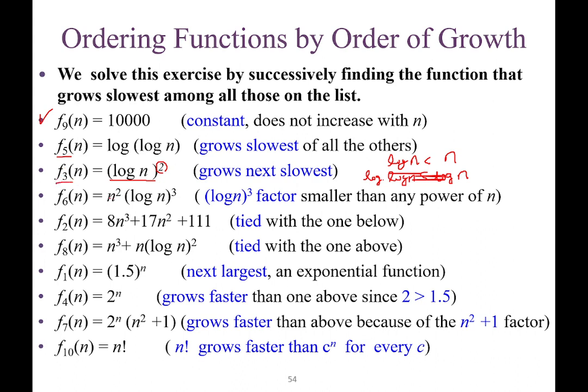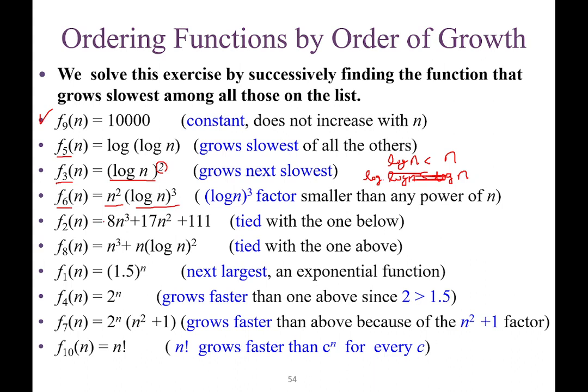So the next one is n squared. This is what we have seen in the previous theorem. Once two functions f1 times f2, they will have different big O notations. In this case, we have n squared times log n to the power of 3. So f3 absolutely grows slower than f6.